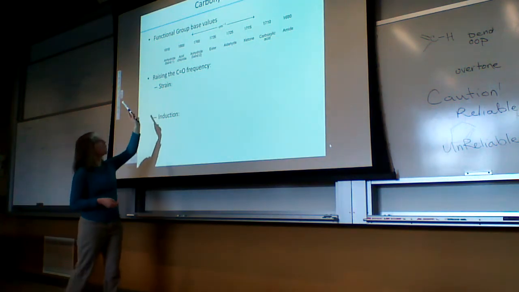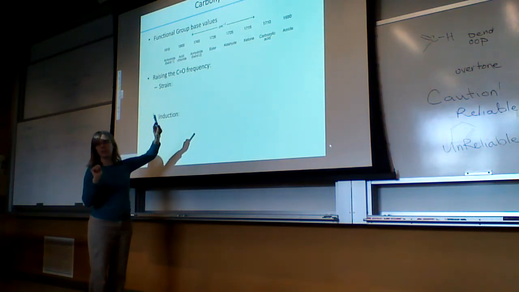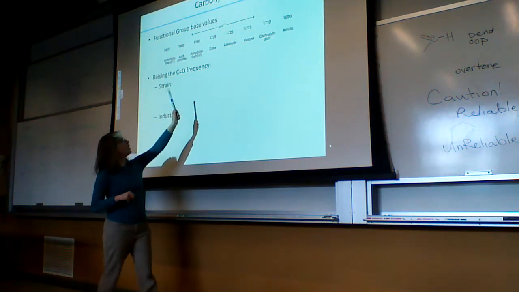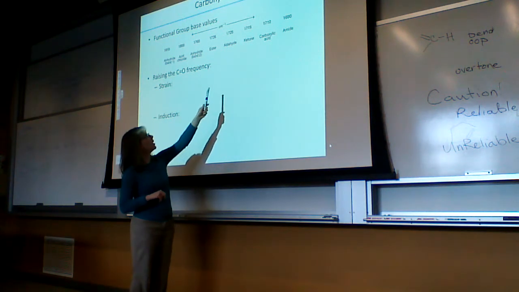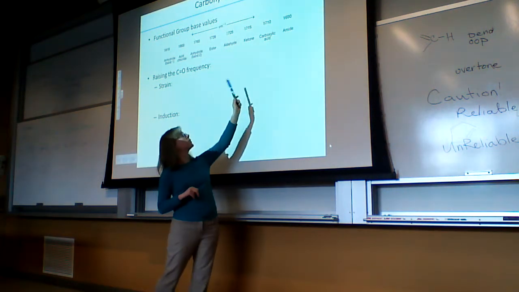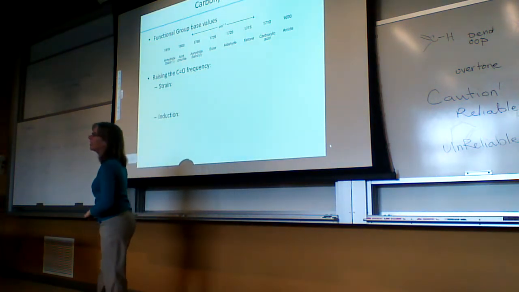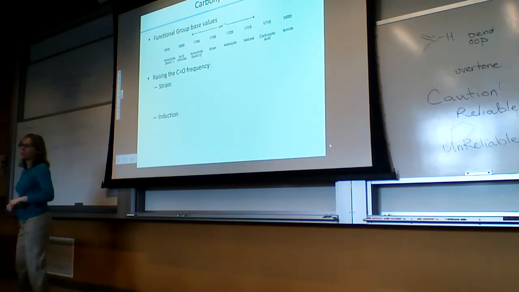So an anhydride is going to have 2 bands, 1760 and 1810. Your acid chloride is 1800. Ester, 1735, aldehyde, 1725, ketone, 1715, carboxylic acid, 1710, and the amide at 1690. Those base values you should know.